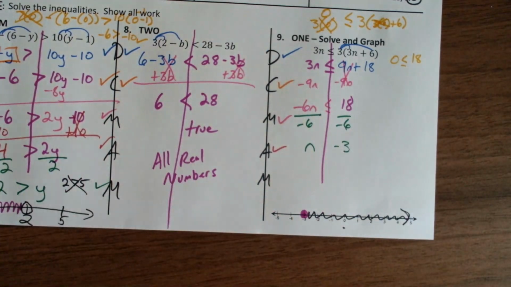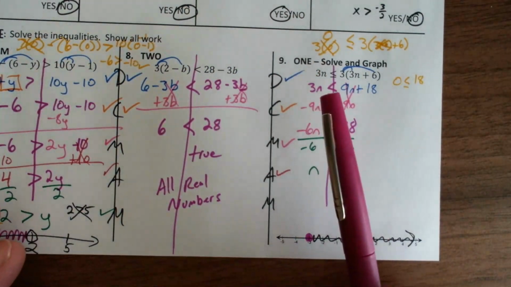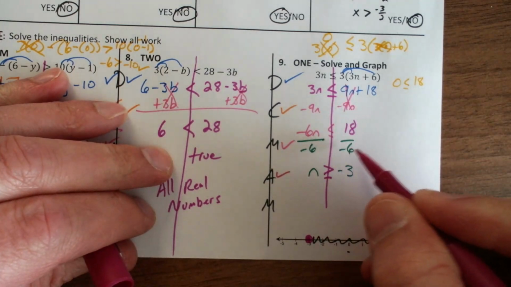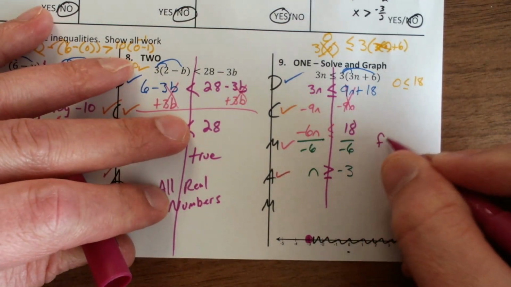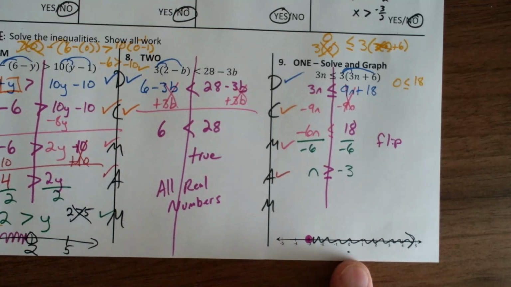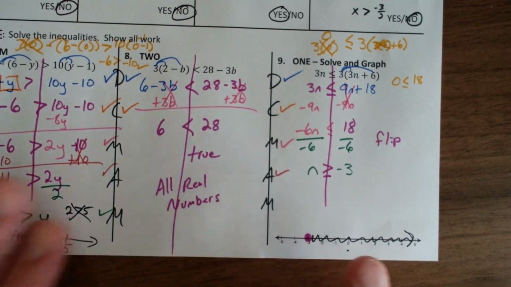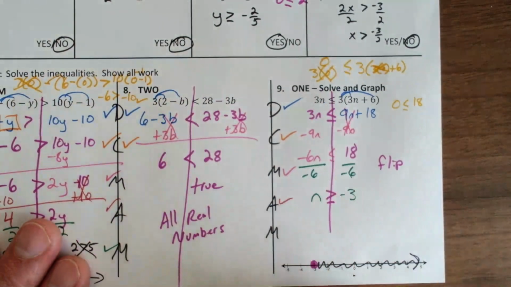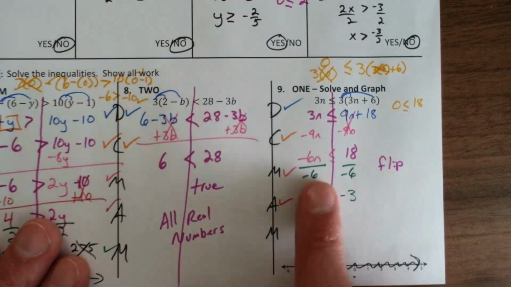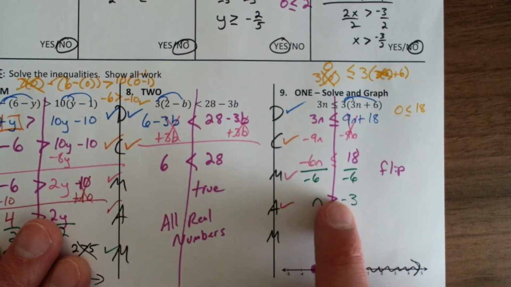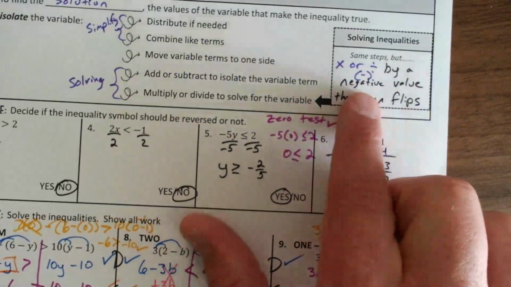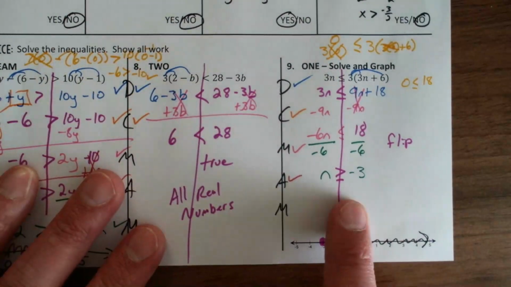But if you look, my original symbol said less than. It flipped because I divided by that negative, so I had to flip the sign. Using 0 as a tester allows me to double check myself on which way my sign is supposed to go. If I ever multiply or divide by a negative value, that flips. Okay? So multiplying or dividing by a negative causes the sign to flip.